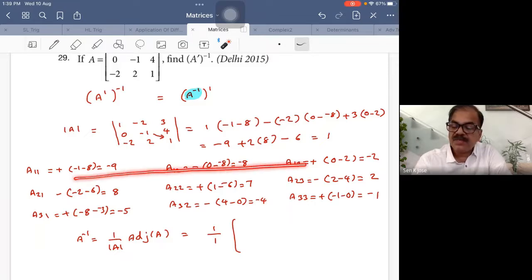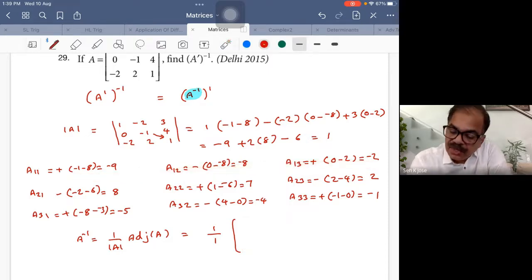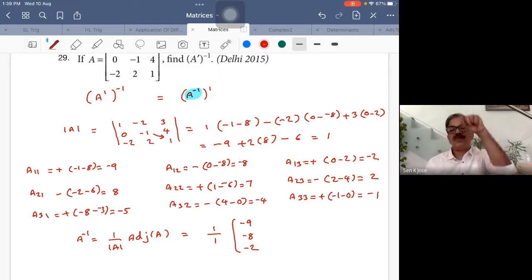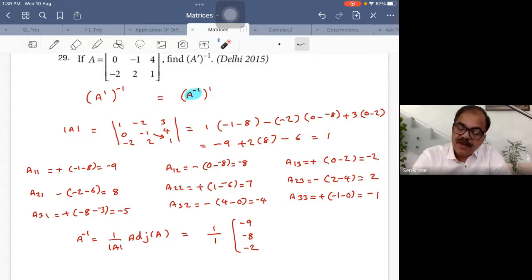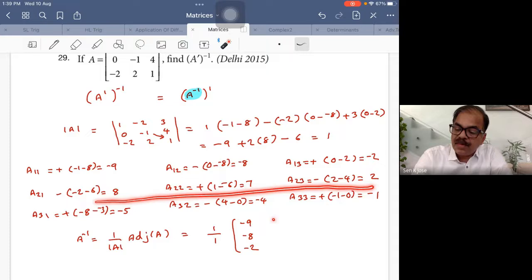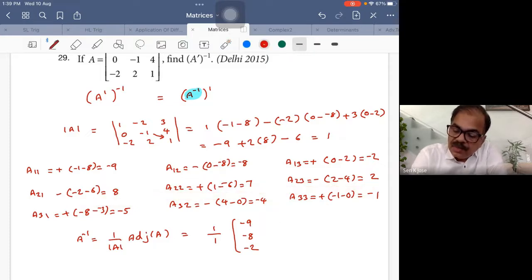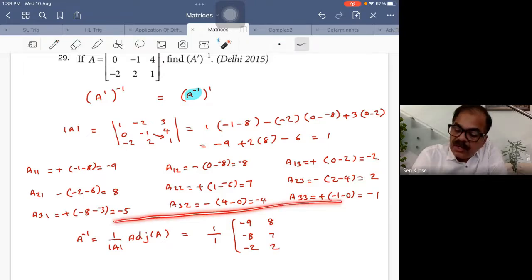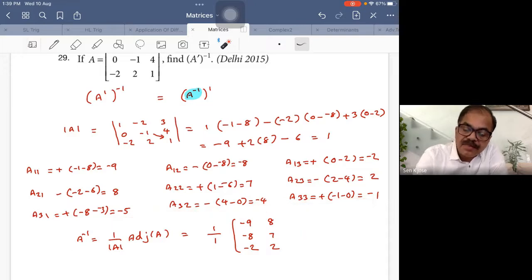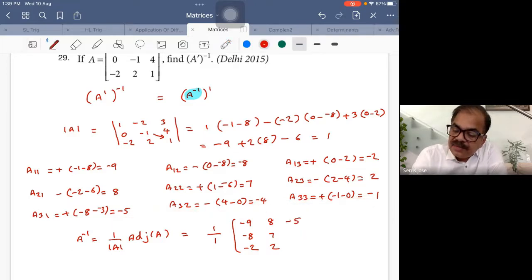So I read the first row but copy as the first column. That's transpose. So I look at the first row but copy as the first column. Minus 9, minus 8, minus 2. Then I will look at the second row but copy as the second column. So that's going to be 8, 7, and 2. Then you look at the third row, but copy as the third column. So that will be negative 5, negative 4, and negative 1.